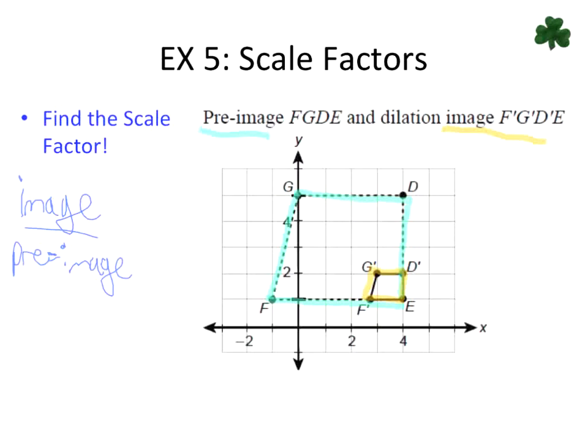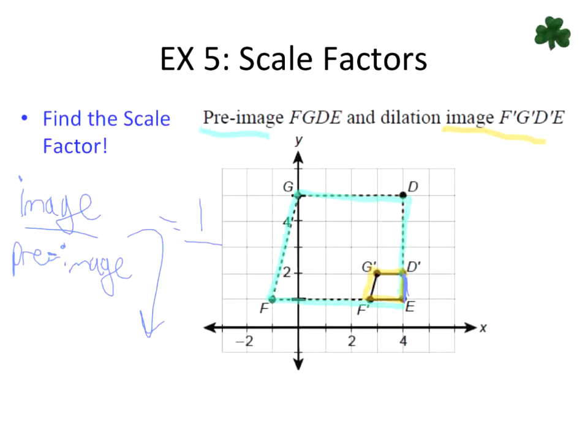Image divided by pre-image. Hint, hint, this might just have to do with your essential question at the end of the day today. Okay, so the image is the yellow one. What does it mean by image? What do I need to put in there? The length of any side. So let's pick a side. Let's all pick DE. So DE has a length of what? 1. So my image has a length of 1.